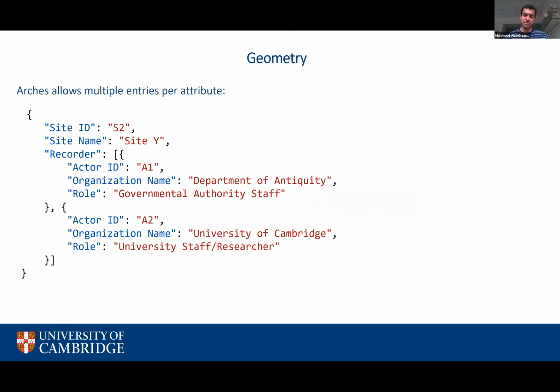So similar to what we have seen before, that some sites can have multiple recorders, and these multiple recorders can have their own descriptors as well. So there is an organization name, there is a role for each of the recorders, and we have multiple recorders connected to the site. You can have, instead of this, multiple geometries connected to the site as well.